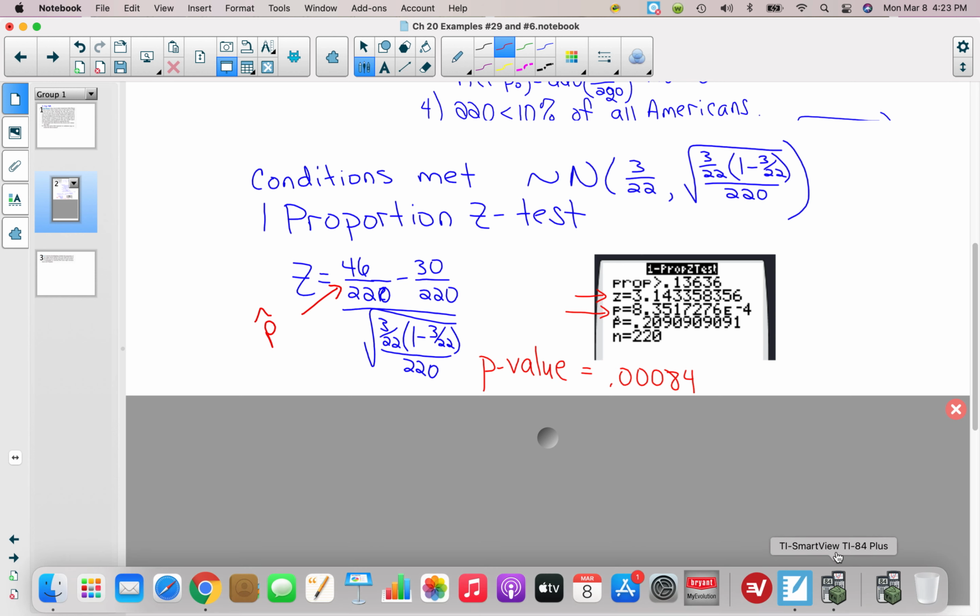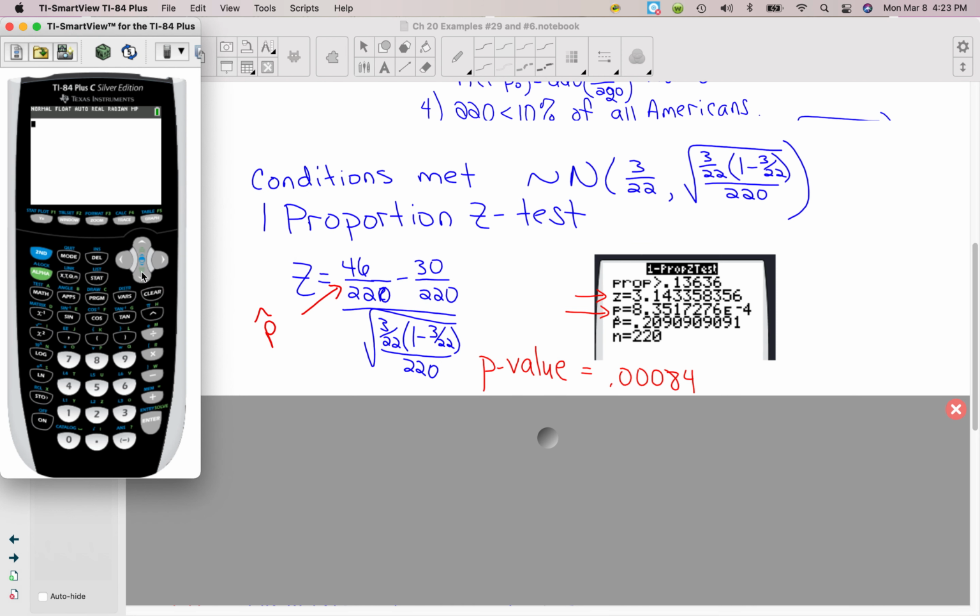So to do this on your calculator, if you go stat, test, and you find one proportion z-test, and now for p-naught, you'll see that this is a decimal value. That's not what I typed in though. If I clear this out, I typed in 3 divided by 22, and it just changed it to a decimal value. So now for X, that's the number of successes in our sample. We had 46 people die of cancer out of 220 people.